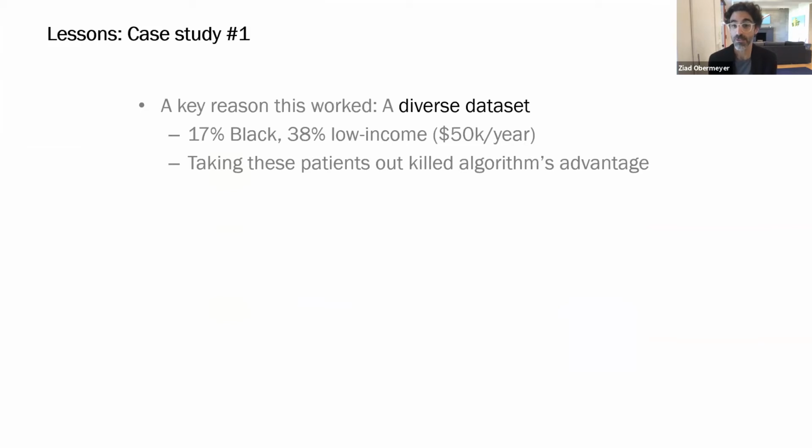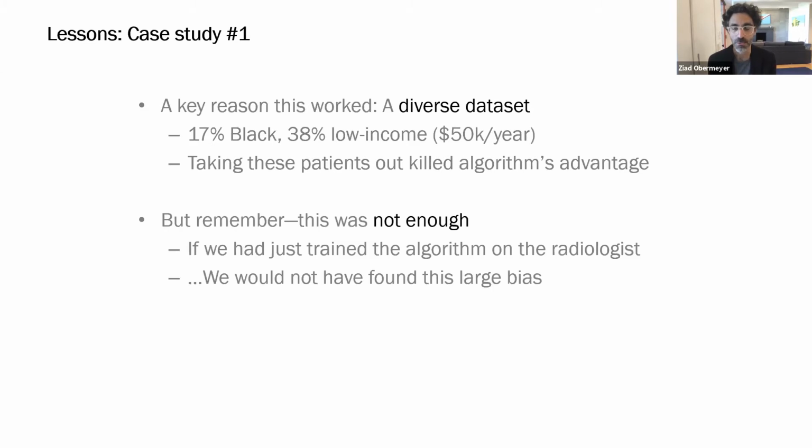So clearly diverse data sets are very important for doing this kind of work, but it was not enough, because if we just trained that algorithm to spit back out what the radiologist would have said about that patient's knee, we would have missed this enormous bias built into medical knowledge. So the bias wasn't just a question of there weren't enough Black patients in our data set. The bias was we were training on the wrong outcome.